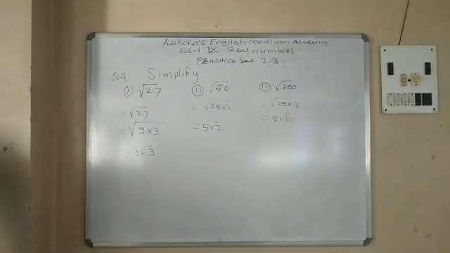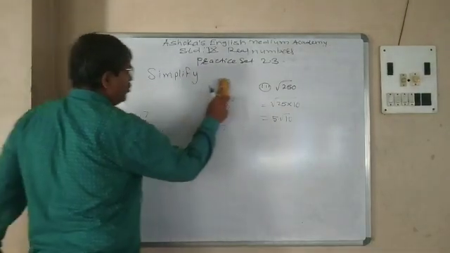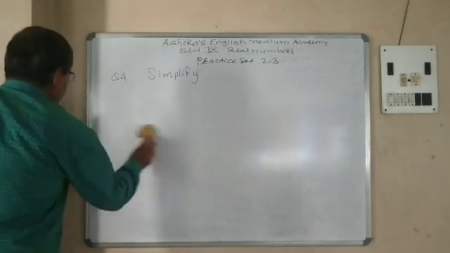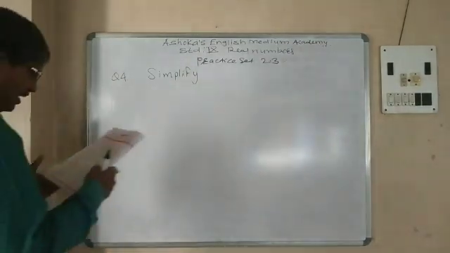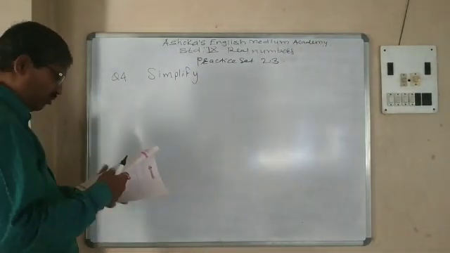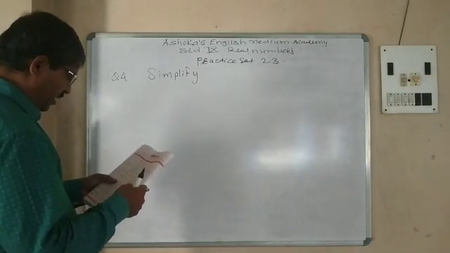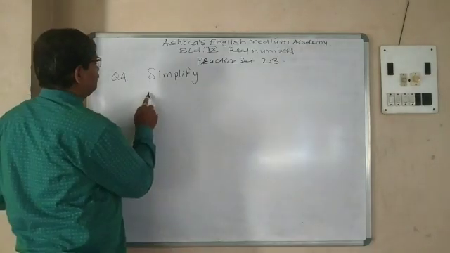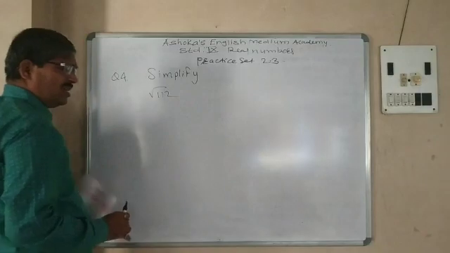Now the next question is mentioned here. Under root 112. We will find out the simplest form of the square root of 112. This number is given to you here.